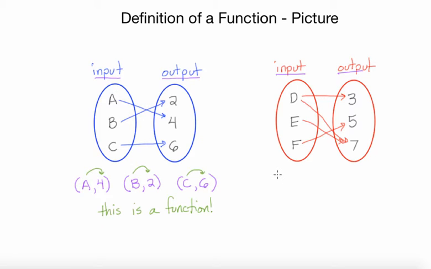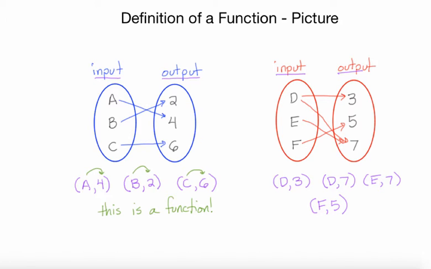So if I wanted to write it in coordinate point form, D turns into 3. There's a relationship there. And there's also a relationship where D turns into 7. Now E turns into 7 as well. And I've got F, input F, it turns into 5. So again, writing this relationship as points, inputs, outputs, I can rewrite it like that.